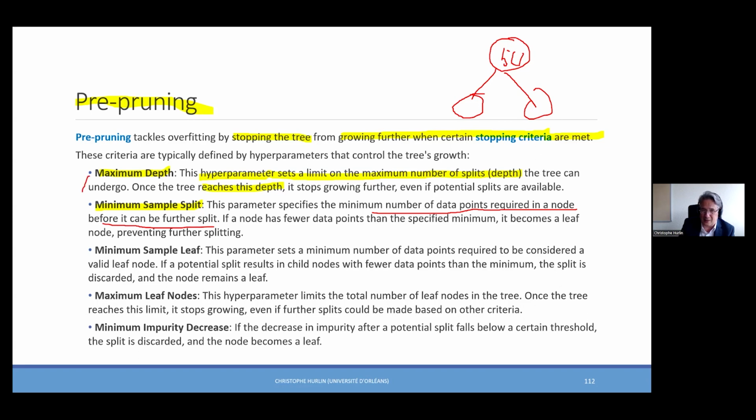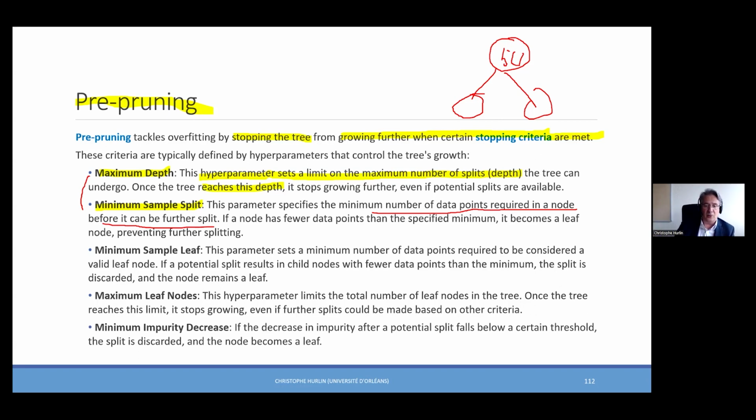This is an alternative to control the maximum depth. I require, for instance, 50 individuals in a node to decide if I can continue or not to split it and to determine some final nodes. This is a constraint on the way that the tree is growing.